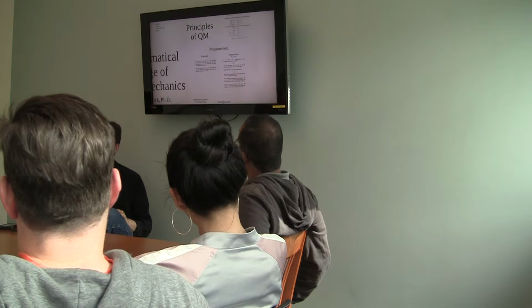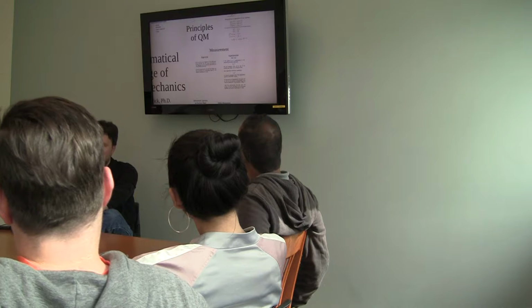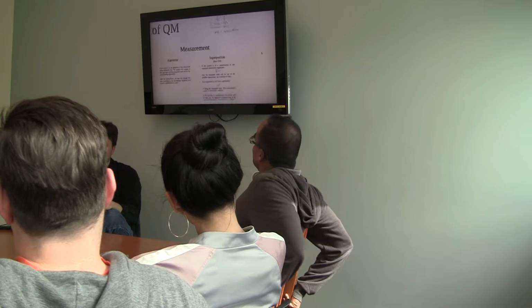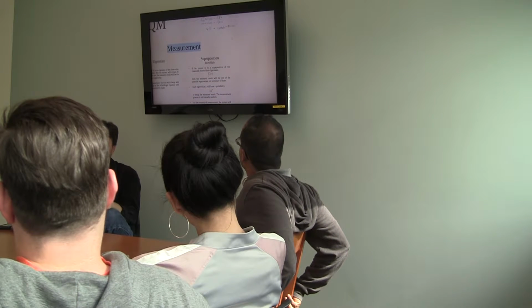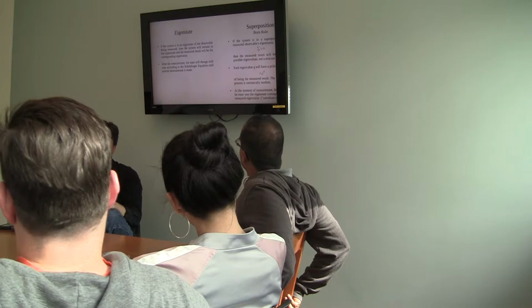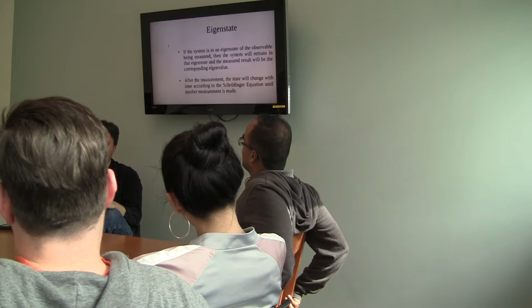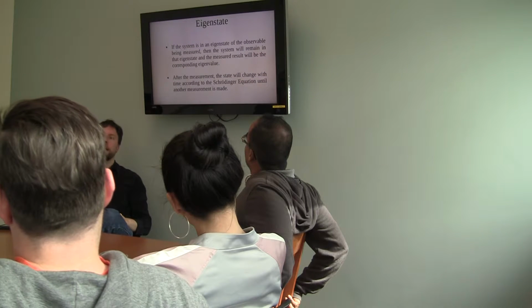So the last piece here is measurement. So I just outlined what happens if you're in an energy eigenstate, right? Let me rehash that for any eigenstate. So if the system is already in an eigenstate of the observable being measured, then the measurement result will be the eigenvalue, and the system remains in that eigenstate.